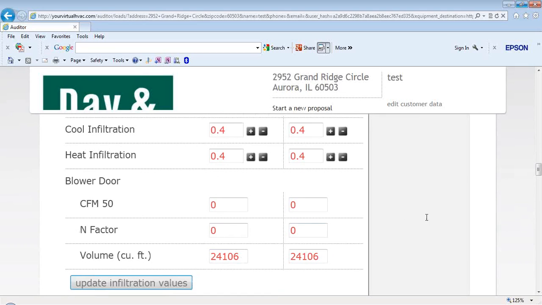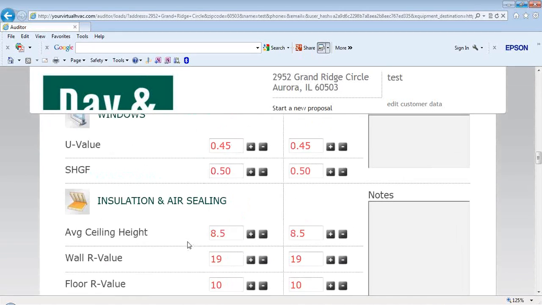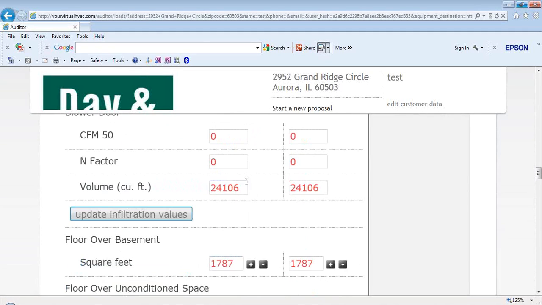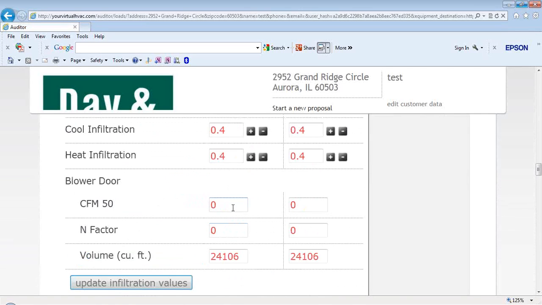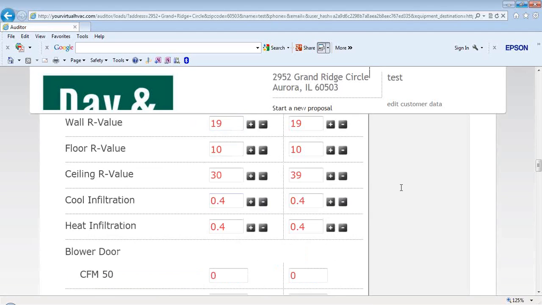If I am hooking up a blower door to this house and I take my CFM reading for leakage at 50 pascals of pressure, I can put that factor right in here and have it update my infiltration value. The volume of the home, it already knows, because I told it the square footage and the ceiling height. So if I just read the CFM off my blower door gauge, I can punch that in, hit update, and it'll correct my infiltration for me.